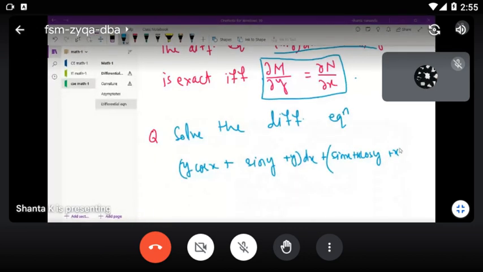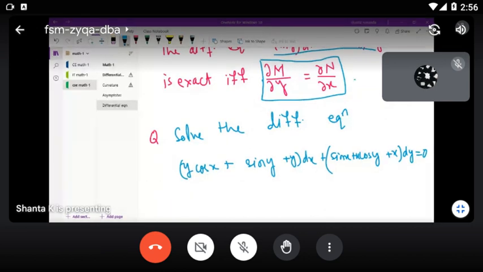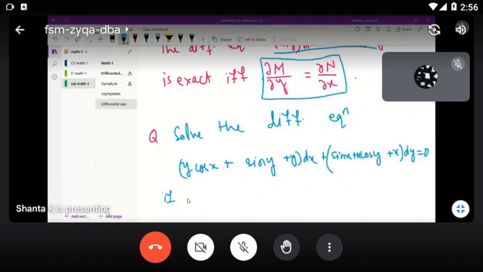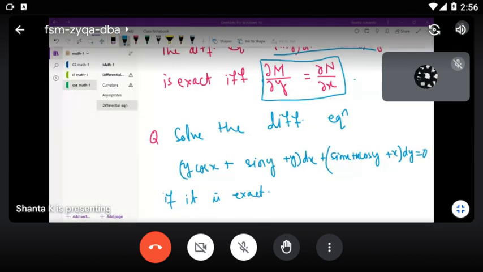Later on, we will have the methods to find the solution for exact differential equations. In the question it was written 'solve'. Sorry. If it is exact, then you solve. Try first. You show that it is exact or not. If it is exact, you can solve it. Is it exact? Yes, ma'am.